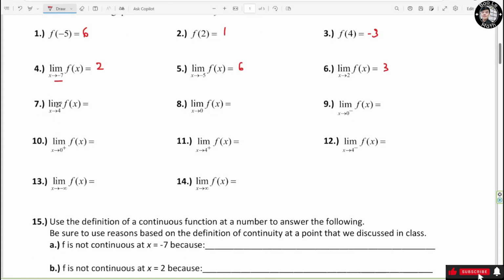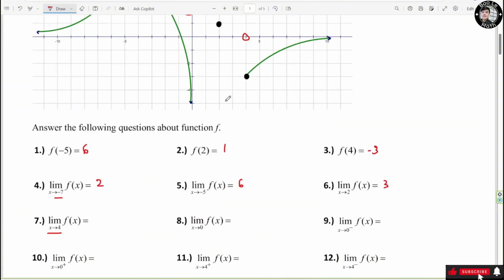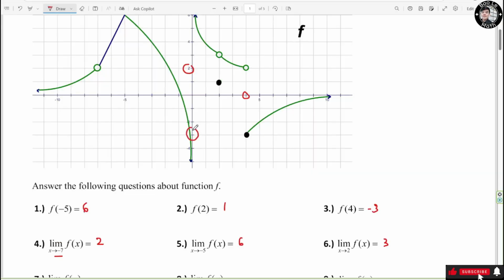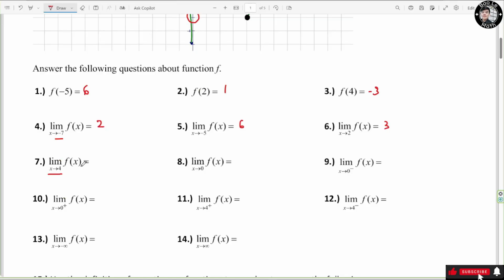Now question 7, limit of the function f of s when s approaches 4. So we look at 4 right here. We see that limit of f of s when s approaches 4 minus is 2. 4 plus is -3. So it's not going to be the same thing. Then the limit of f of s when s approaches 4 does not exist.